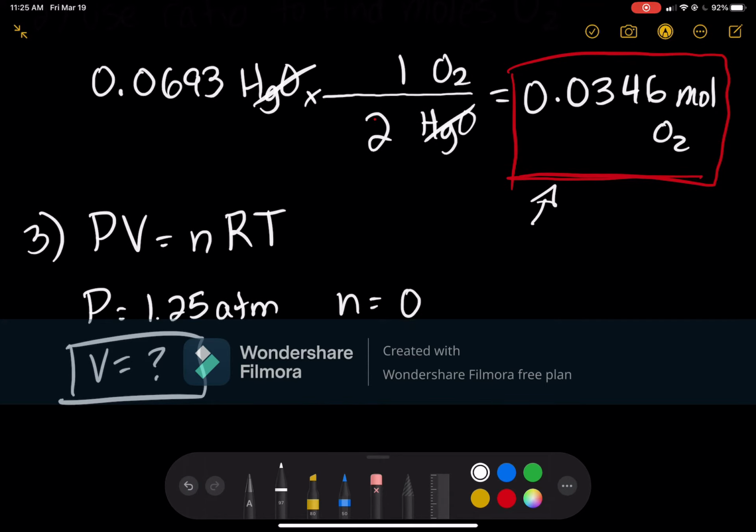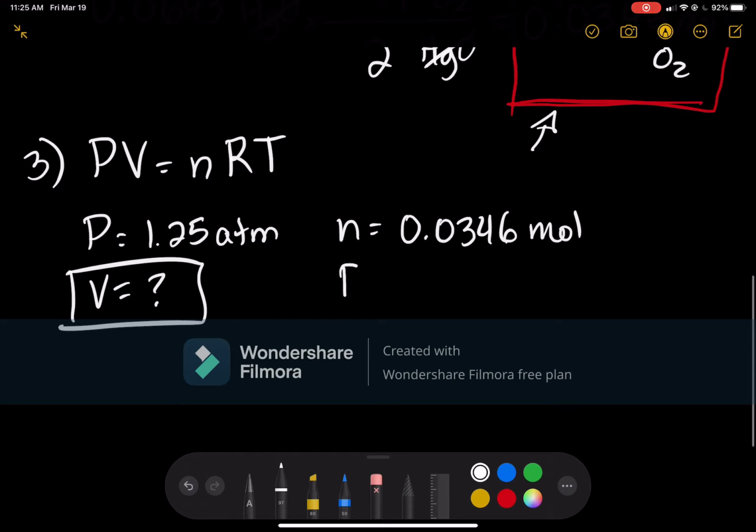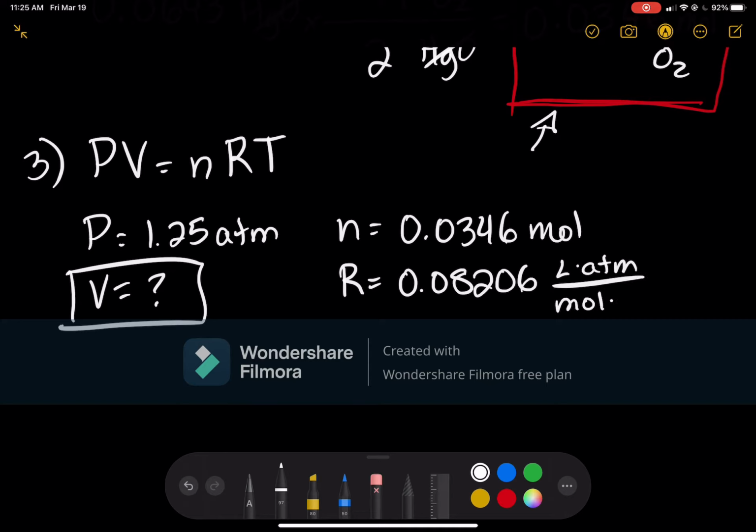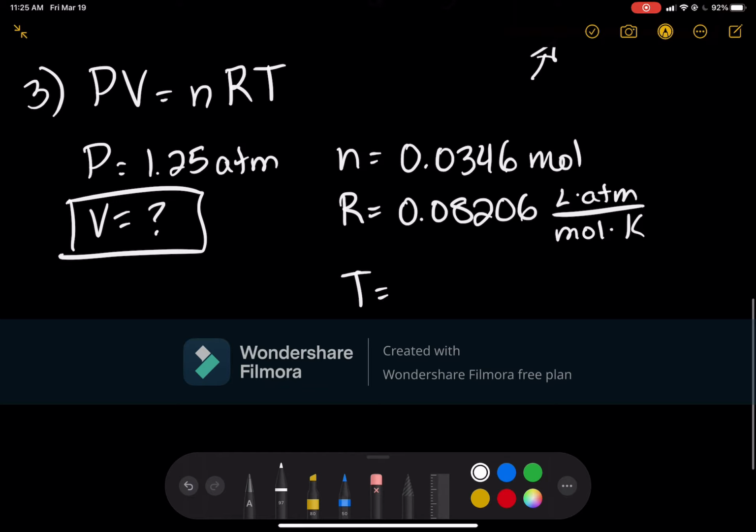So we have 0.0346 moles. And then R is our gas constant, so that's 0.08206. The units for that are liter atmospheres per mole times Kelvin. And our temperature that we were given is 28 degrees Celsius. Now we can't use this because it isn't Kelvin, we need Kelvin. So all you have to do is add 273, and that gives us a value of 301 Kelvin.